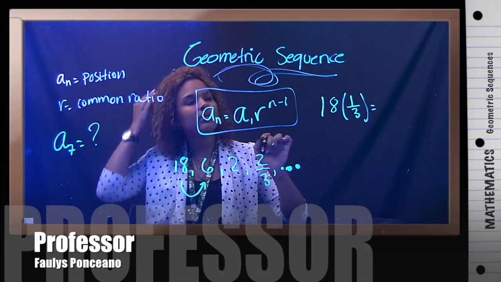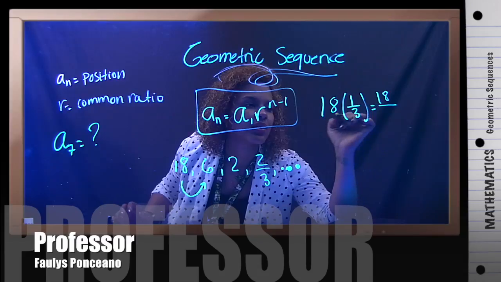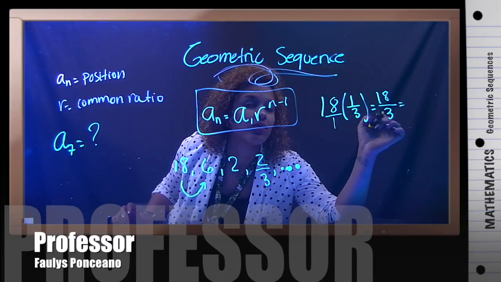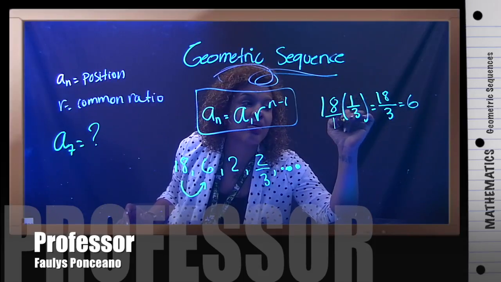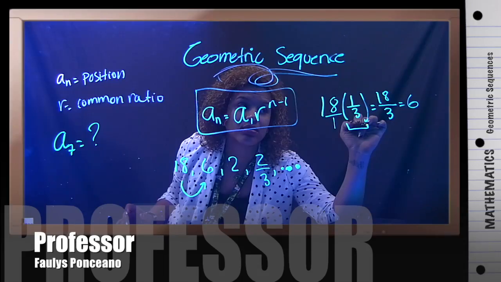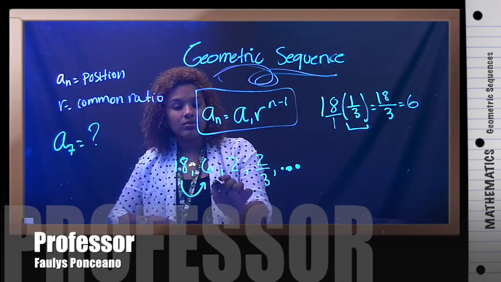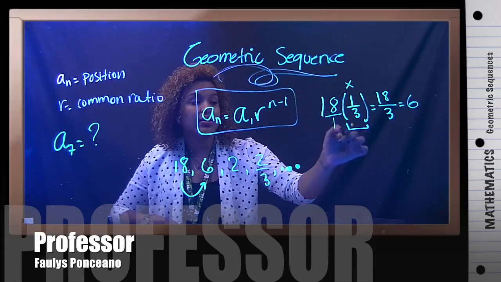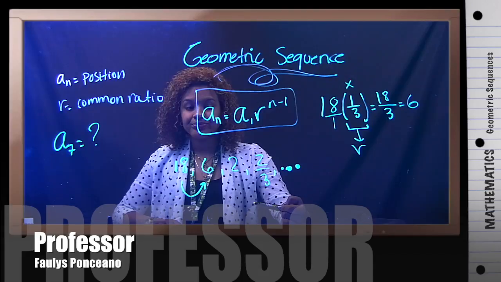Why do I multiply by 1/3? 18 times 1 is 18. Put 1 over 18. 1 times 3 is 3. We're dividing, and I get 6. I get a smaller number. I'm still multiplying, but when I multiply by a fraction, I'll get a smaller number, okay? So you're going to be multiplying by 1/3, and this becomes your common ratio, right?